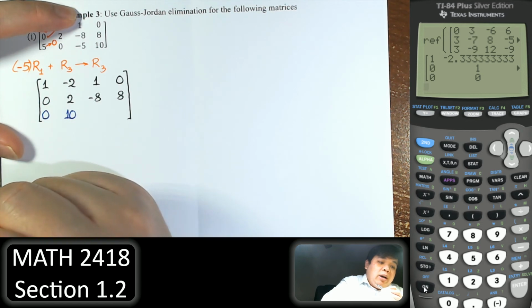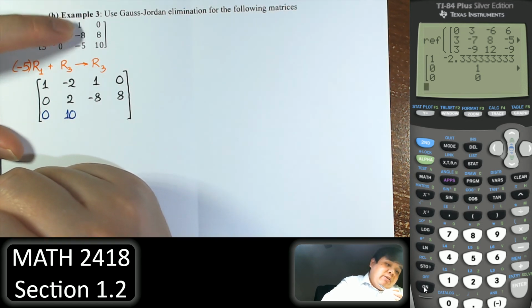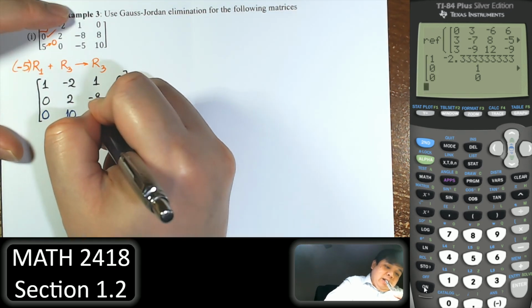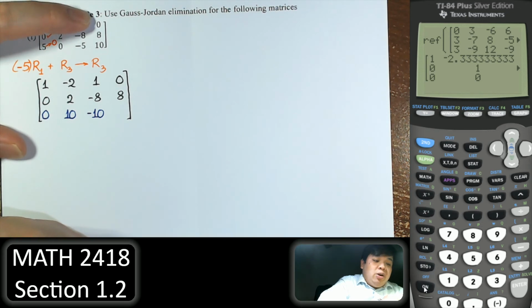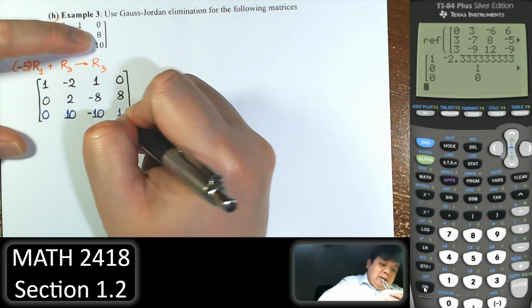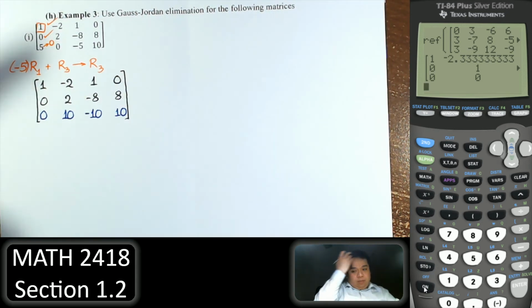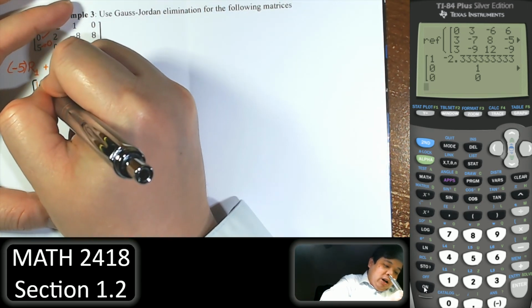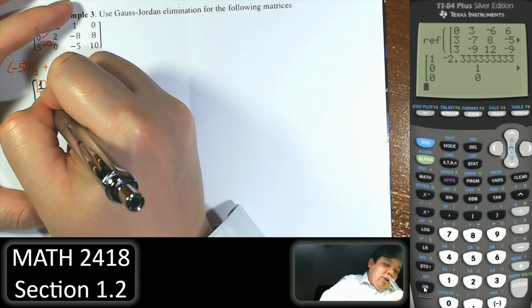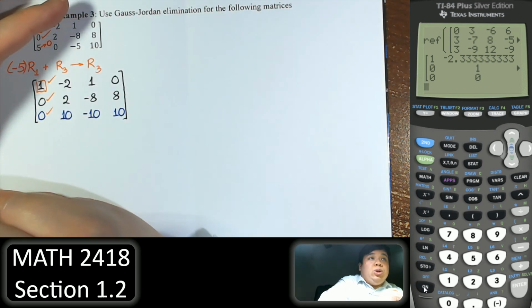-5 times 1 is -5, and -5, that's -10. -5 times 0 is 0, plus 10, so that will be 10. Right? So let's check. Pivot 1, good. Everything on that column turned to 0, which is good.